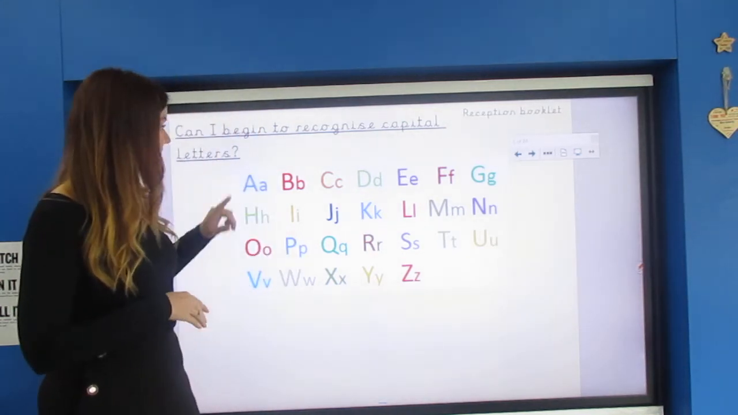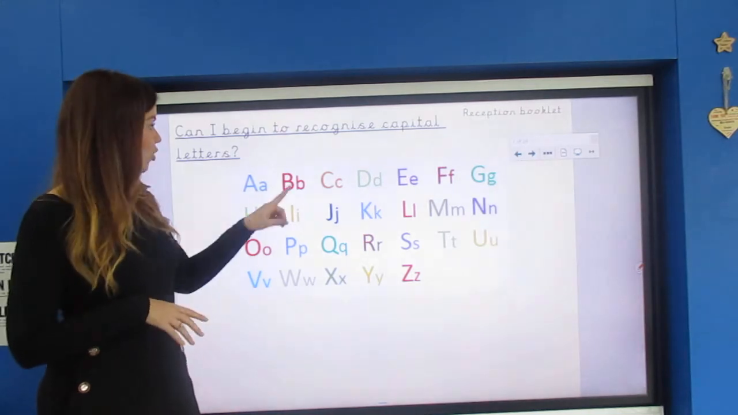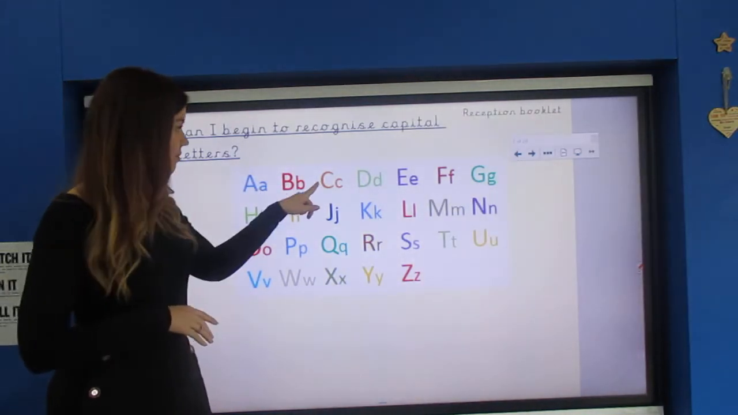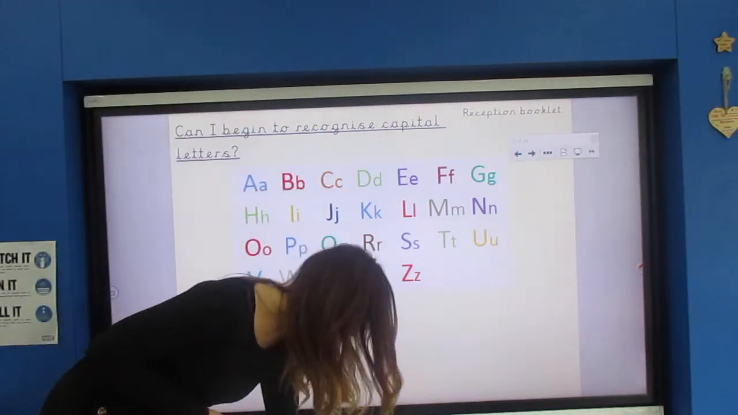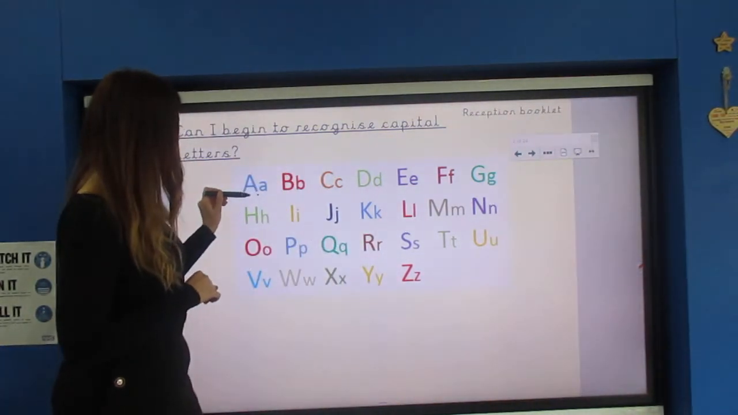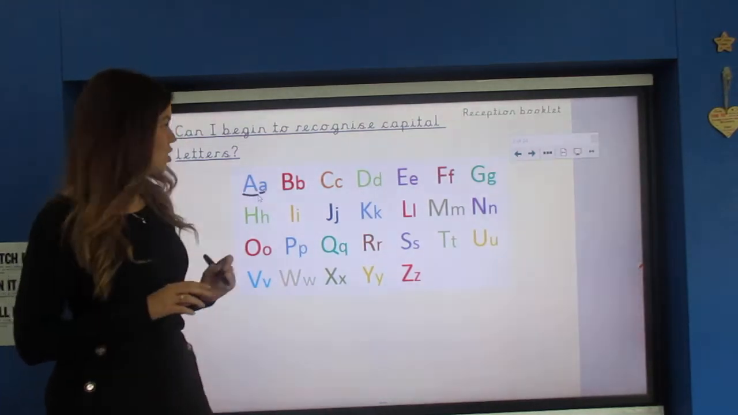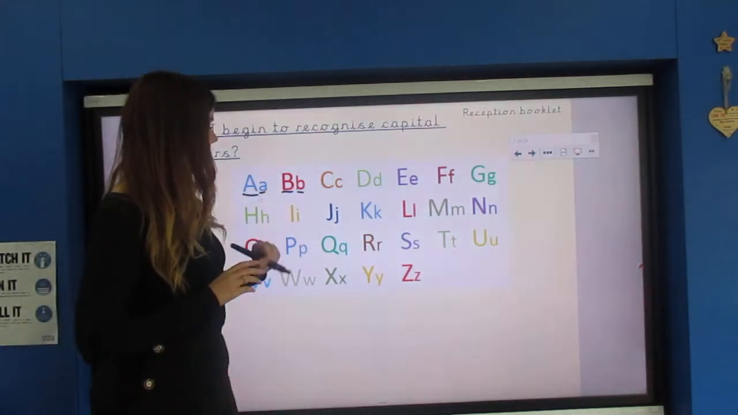So we've got your letter A is an A. Your letter B is a B. C is a C. Okay, so it's got the capital letter here, a capital letter with the lowercase letter next to it. Capital letter and a lowercase.